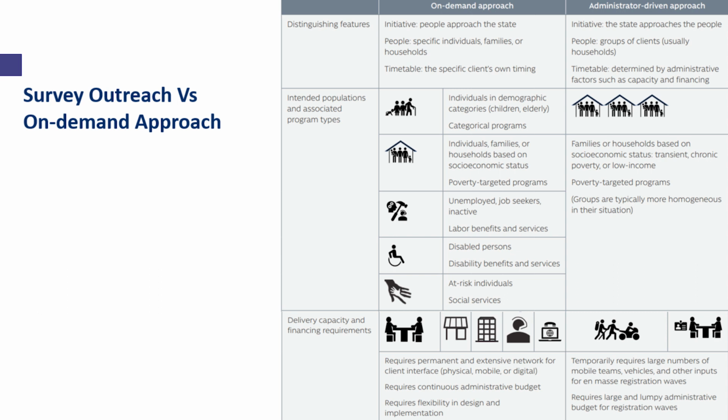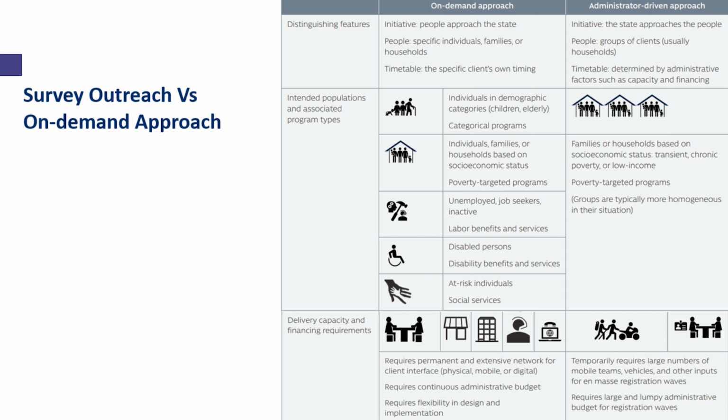If we look at the distinguishing features of both models, in the on demand approach, people approach the state, whereas in the administrator driven approach, the state approaches the people. Also, the on demand approach focuses on specific individuals, families, or households, whereas the second approach, administrator driven, focuses on groups of clients, and that usually turns out to be households.